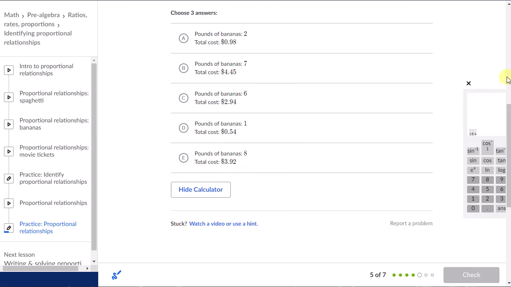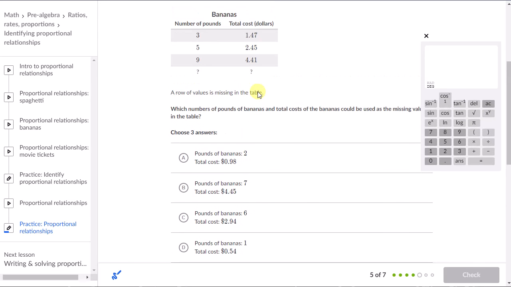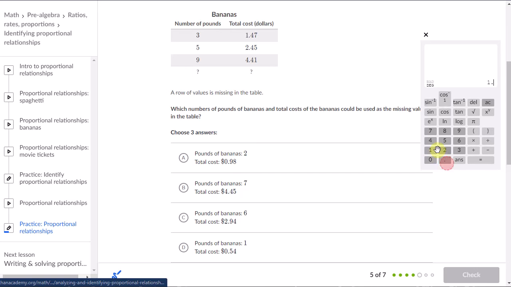So I'll drag the calculator over here so I can do some working. They've given us some bananas and the number of pounds. Pounds is the weight the Americans use. It doesn't matter which way around you do the division, but as long as you keep doing it either dollars divided by pounds or pounds divided by dollars, you should always get the same gradient for each line. So I'm going to do the 1.47 here. That's the cost in dollars, divided by 3. And that gives me 0.49.